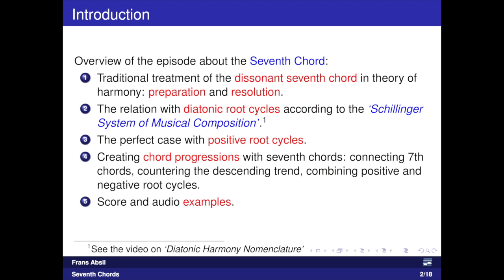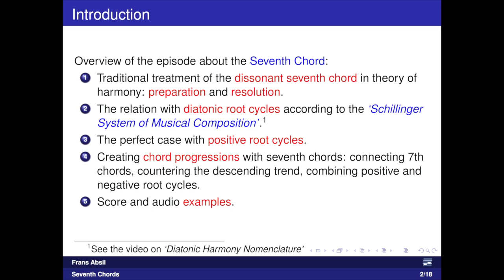Hello! In this video episode we will look at the seventh chord in diatonic harmony. Traditional theory of harmony provides a set of rules for the proper preparation and resolution of the dissonant seventh chordal function. In the Schillinger system of musical composition, and more specifically in the book on special theory of harmony, the handling of the seventh is related to the use of root cycles in diatonic harmony.